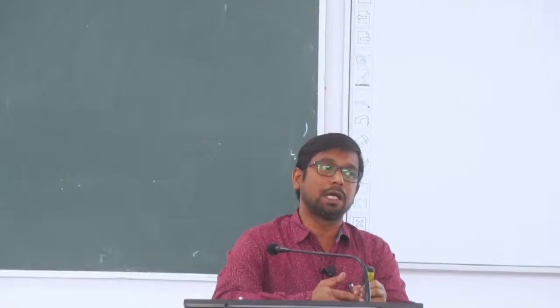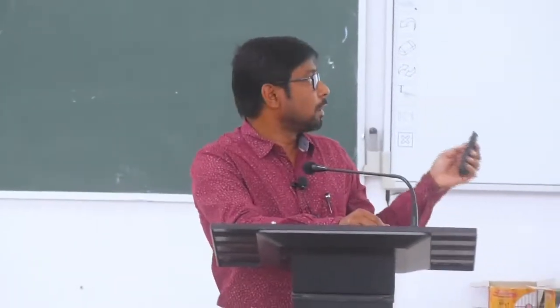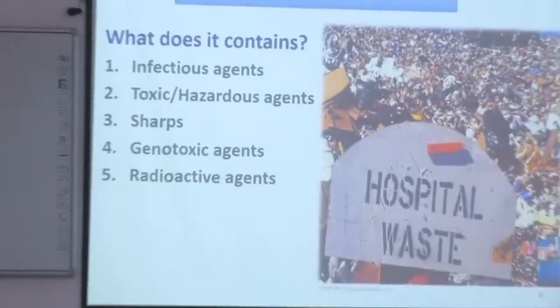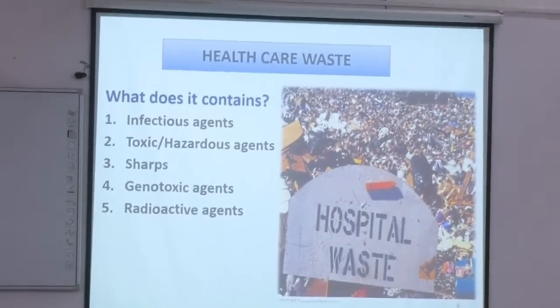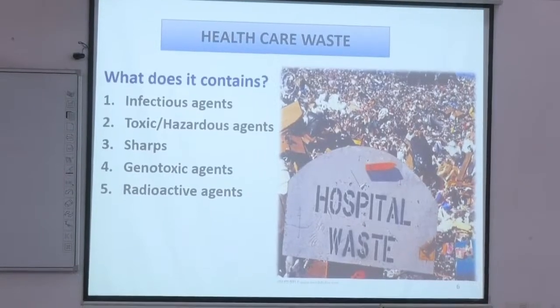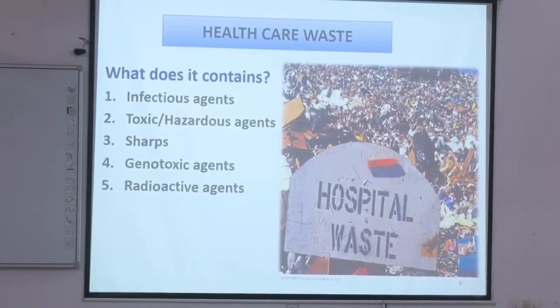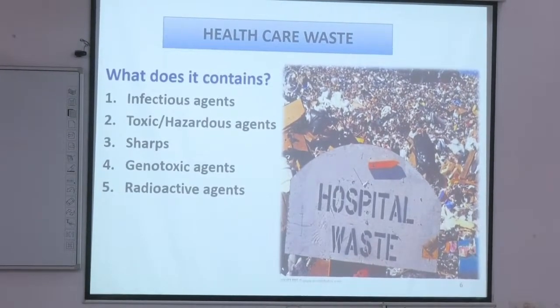Previously in the first class I have told about needle stick injury, blood and solid, that is blood bag, like that, without needle; syringes are solid waste. And what did I tell, what does it contain? Infectious agent, toxic, hazard agent, genotoxic agent, radioactive agent. Genotoxic means it is toxic to DNA or genetic material. That's why it is genotoxic.